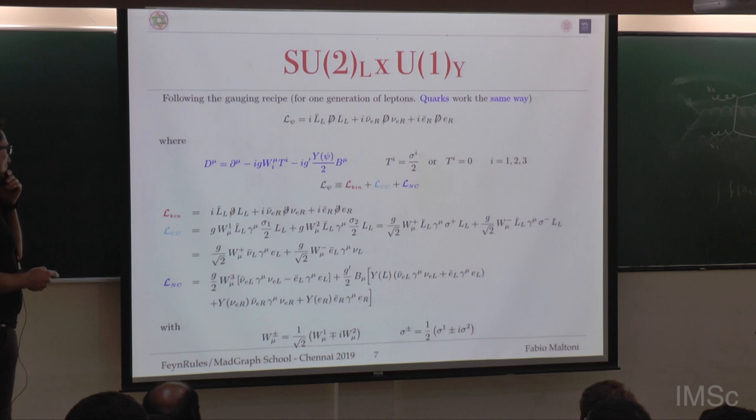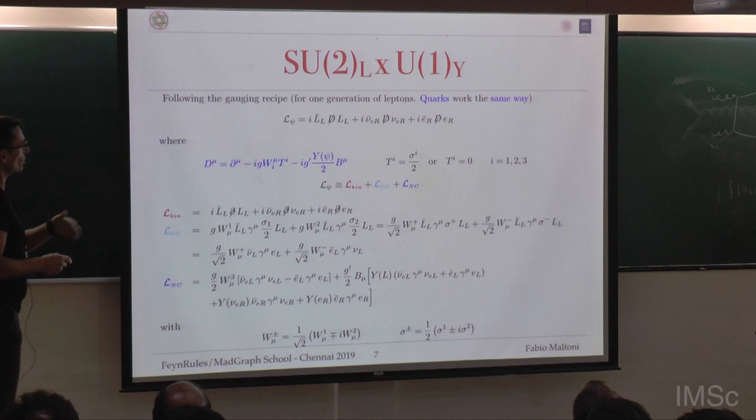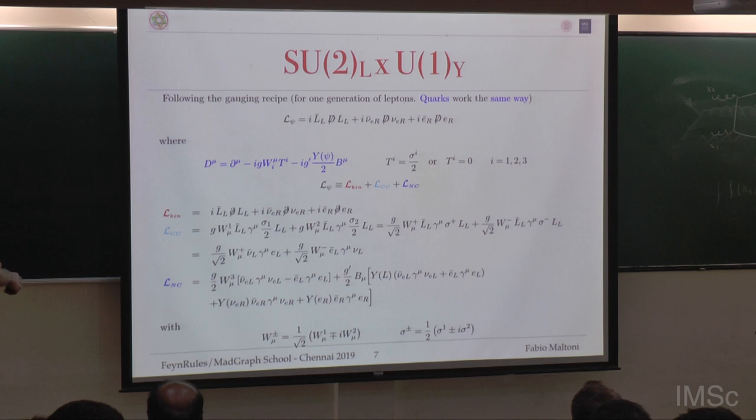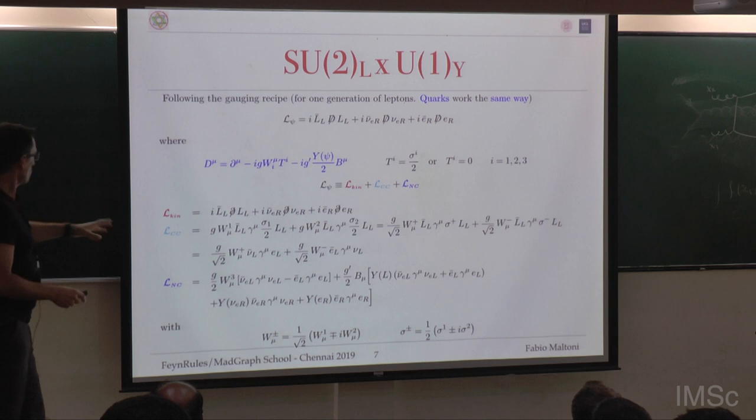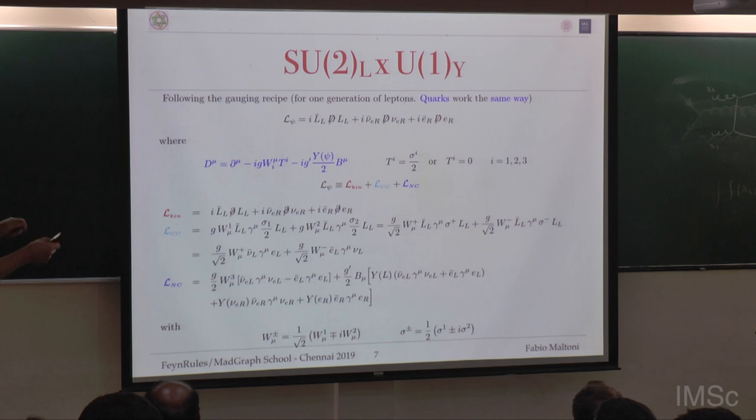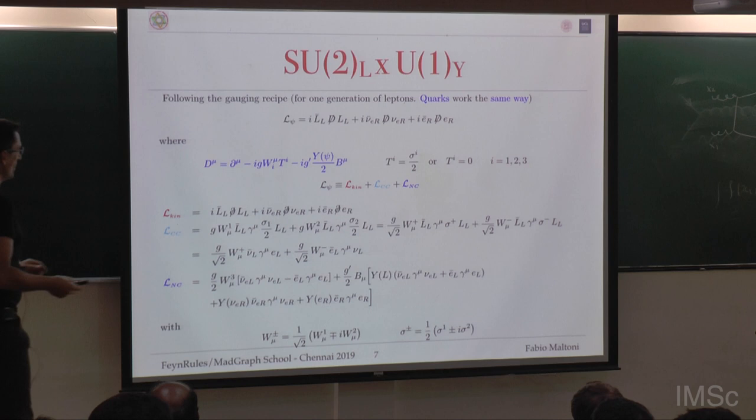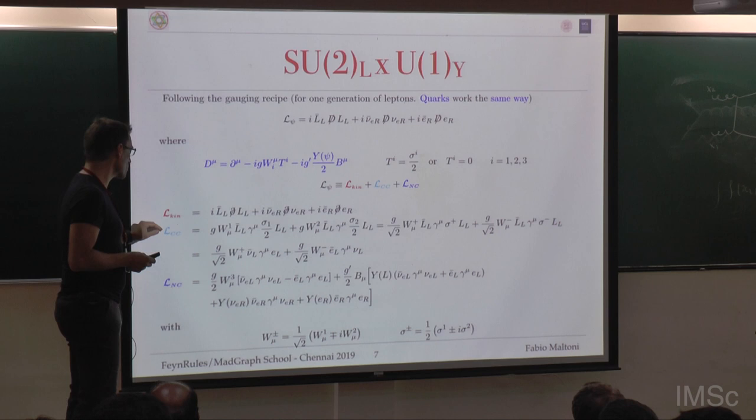So we gauge this Lagrangian in the usual way. We promote the global symmetry into a local one, we introduce a covariant derivative, and this leads to several terms in the Lagrangian, which look complicated. It's like the t-shirt which was shown before for the standard model, but when you actually look at the fields, it becomes a bit like a suit, a bit longer than usual. Apart from the kinetic terms, which are obvious, there are charged currents and neutral currents.